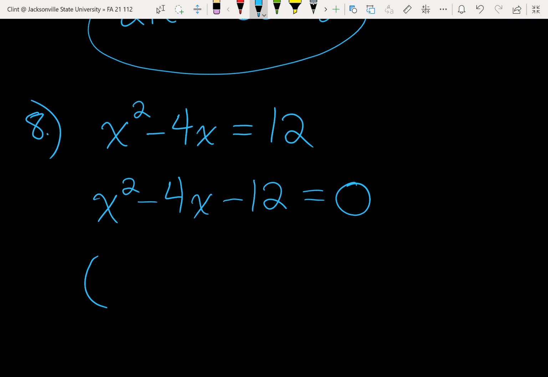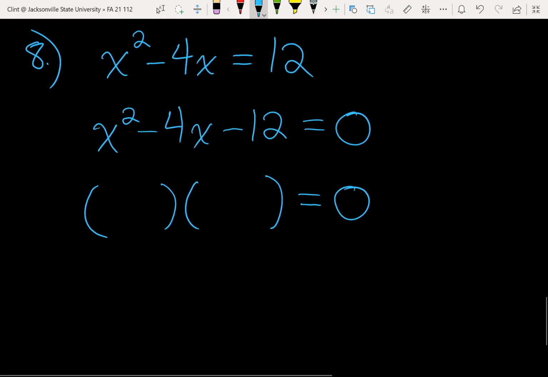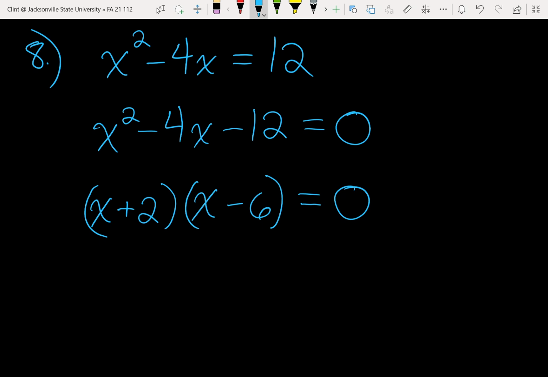And then now we're down to just like the factoring problem we did earlier. We need factors of -12 to add together and give us -4. So we've got 1 and 12, those don't work. 2 and 6, since we want -12, we need one to be negative, so what about 2 and 6? We do +2 and -6. And then these are x and x.